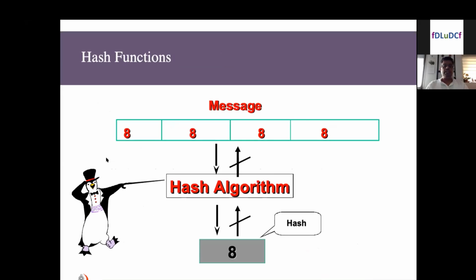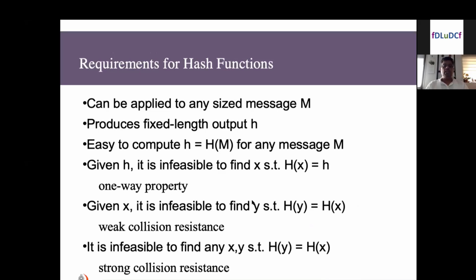When you think about the design considerations of a hash function, the most important is this. Hash functions can be applied to any size of message, and they produce a fixed length code. The other main property is that we should be able to easily calculate the hash of a message, but it should be infeasible to reverse it. The other is that it should be infeasible to find X and Y, different messages, which create the same hash. If we can find such X and Y, we call it a collision.